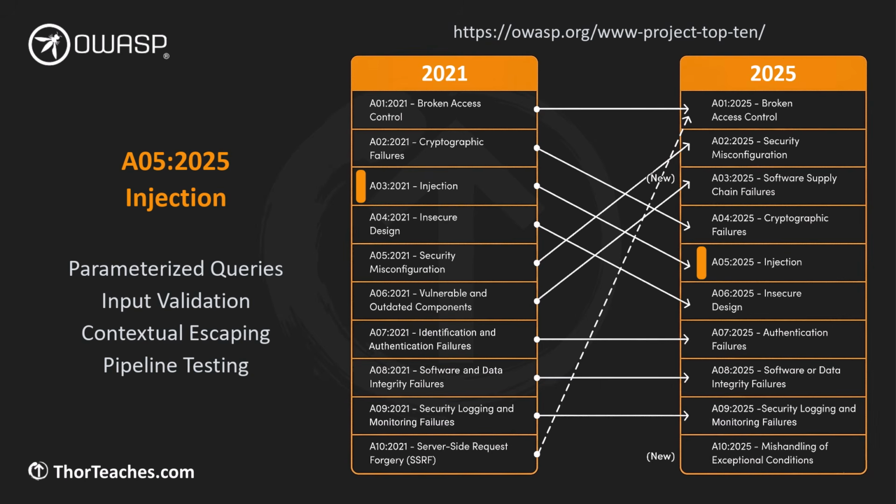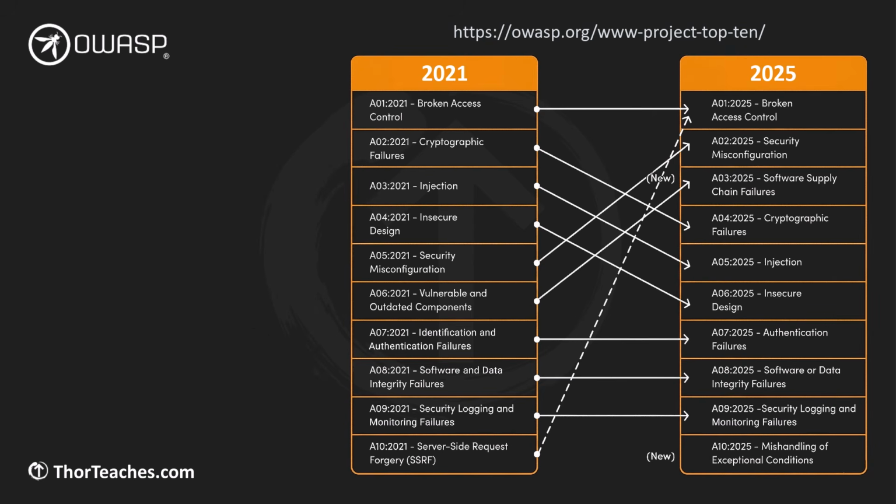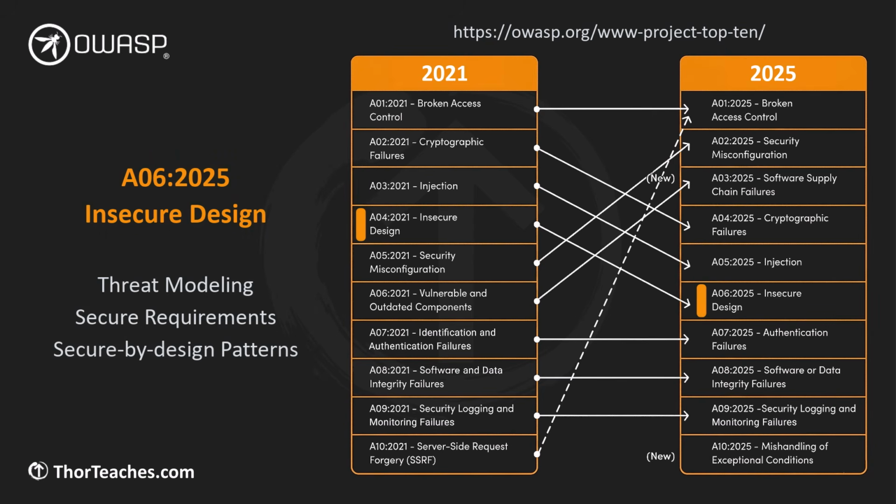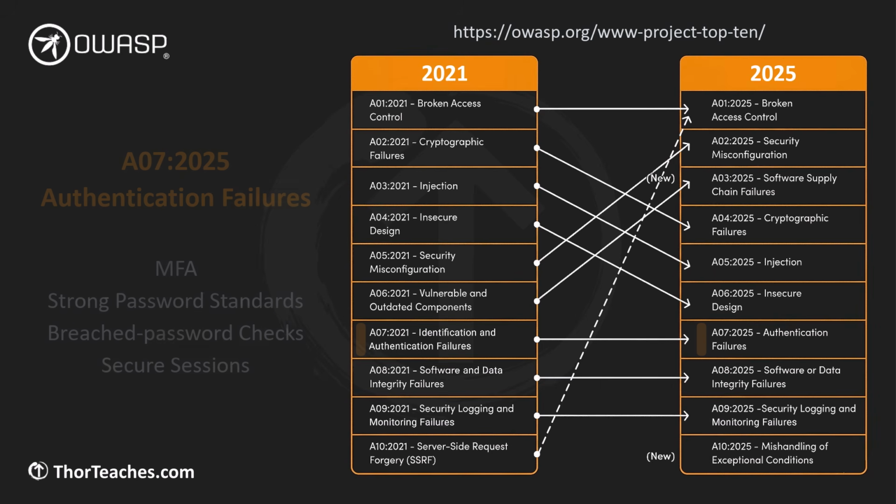A5. Injection. Anytime untrusted input gets treated as code or a command, an attacker can control what your system executes. Parameterized queries and input validation. A6. Insecure design. You can perfectly implement a bad idea and still get breached. Security has to be designed in, not bolted on. Threat modeling, secure design.